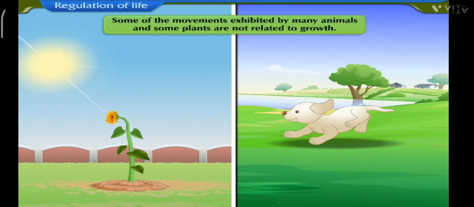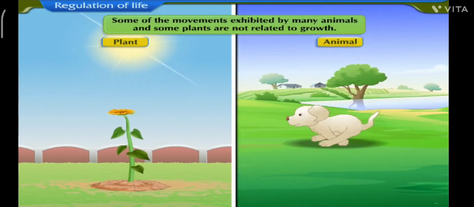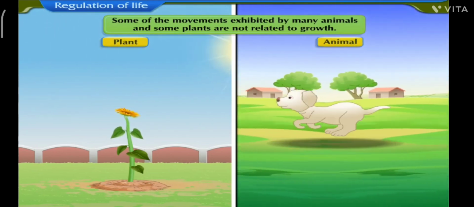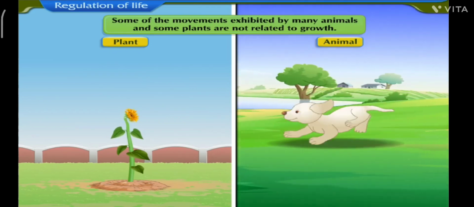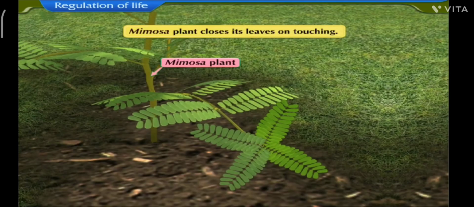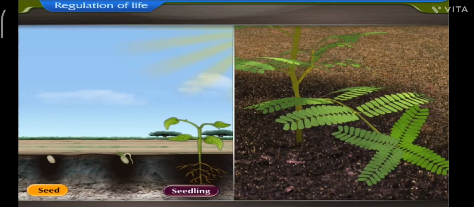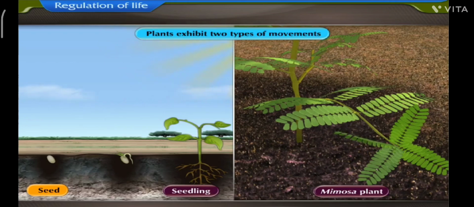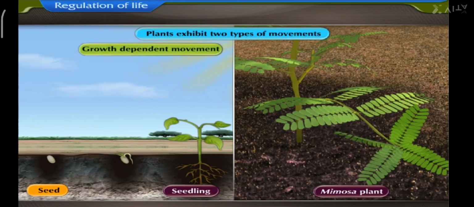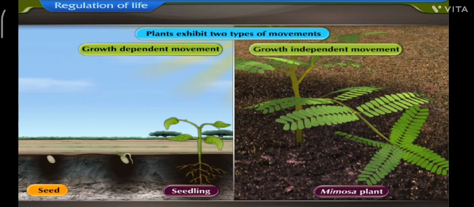Some of the movements exhibited by many animals and some plants are not related to growth. Let us look into some examples to understand this. Mimosa plant, commonly known as touch-me-not plant, closes its leaves on touching. Thus, if we consider the examples of mimosa plant and the seedling, we can conclude that the plants exhibit two types of movements. One movement is growth-dependent movement, as shown by the seed growing into a seedling. The other type is growth-independent movement, as shown by the leaves of the mimosa plant.